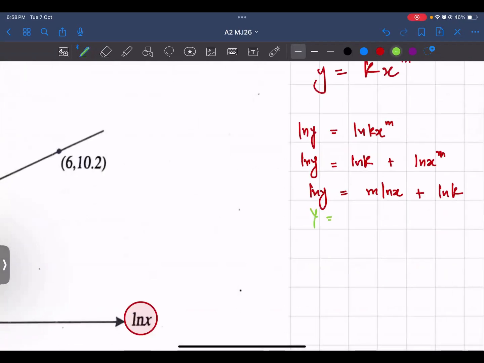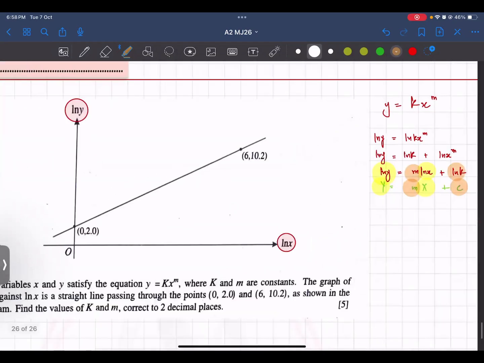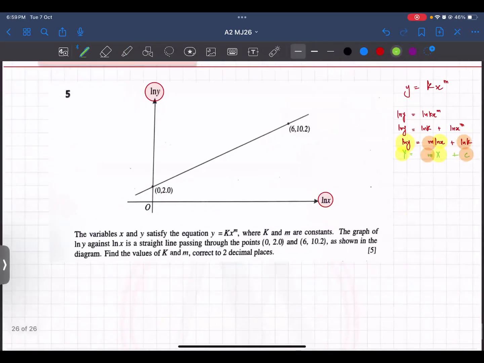So you can see y is equal to m x plus c. Your y-axis is now ln y, your x-axis is your ln x, your gradient m is still m, and your y-intercept is c, which is ln k. Okay, so if you find the y-intercept, we can see 0, comma 2. So directly we know that ln k is equal to 2, right? The y-intercept. This is the graph again of ln y against ln x.